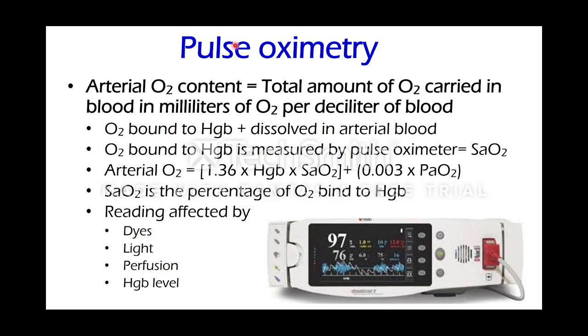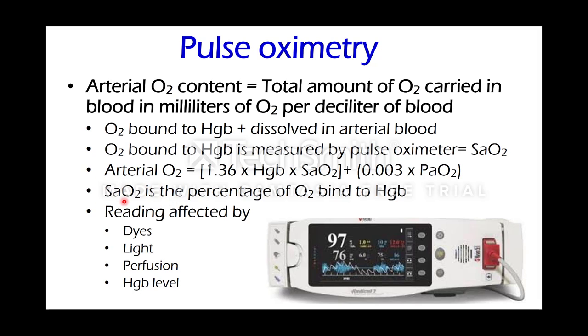So the pulse oximeter does not measure the oxygen dissolved in the blood. That part is measured by arterial blood gas. So arterial oxygen content is equal to 1.36 times hemoglobin times the saturation measured by pulse oximeter. This represents the oxygen bound to hemoglobin, plus the oxygen dissolved in the blood, which is measured by multiplying 0.003 times the arterial oxygen tension.